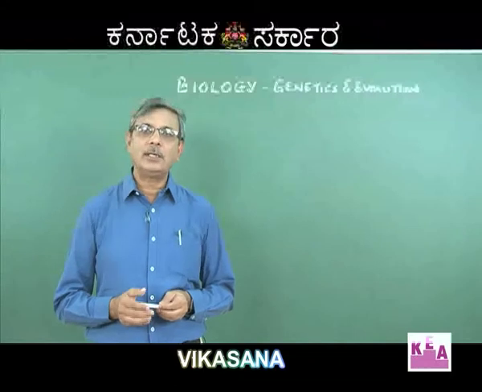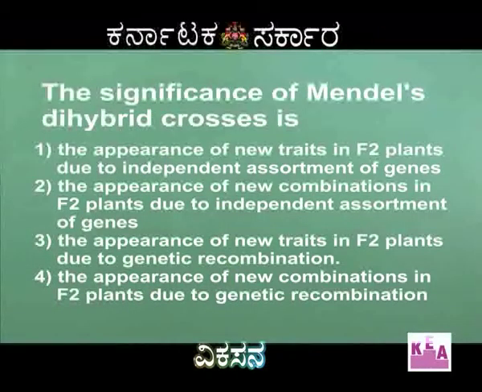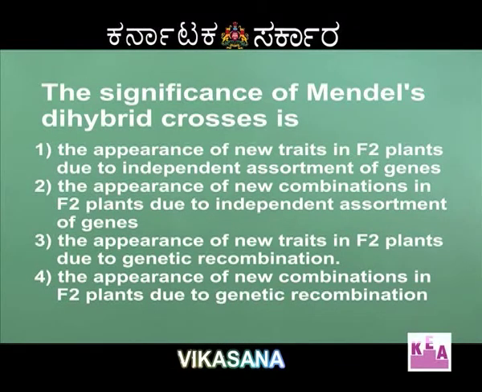Now we move on to the next question. The significance of Mendel's dihybrid crosses is, four options. Let me read this for you. Option 1, the appearance of new traits in F2 plants due to independent assortment of genes. Option 2, the appearance of new combinations in F2 plants due to independent assortment of genes. Option 3, the appearance of new traits in F2 plants due to genetic recombination. Option 4, the appearance of new combinations in F2 plants due to genetic recombination.